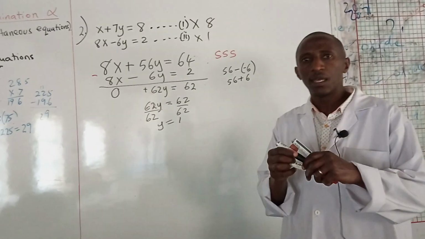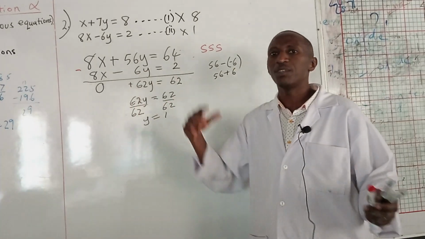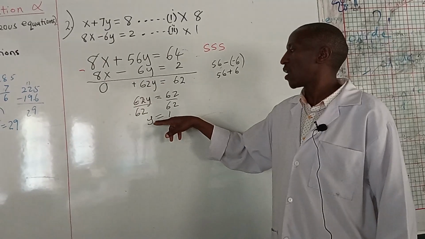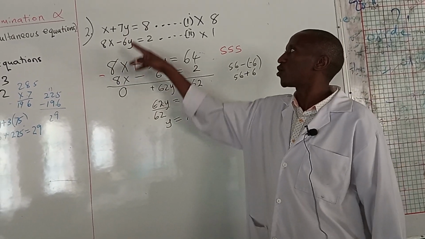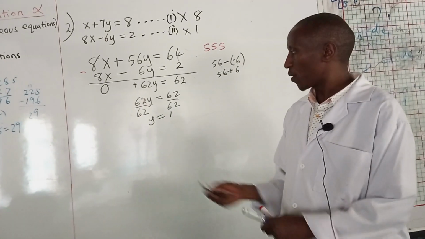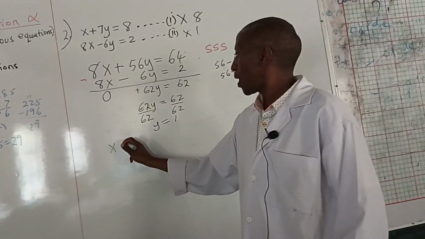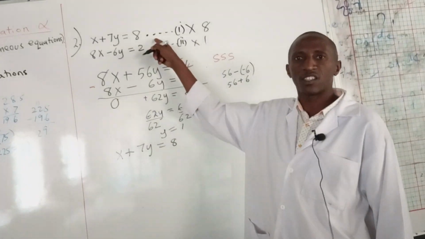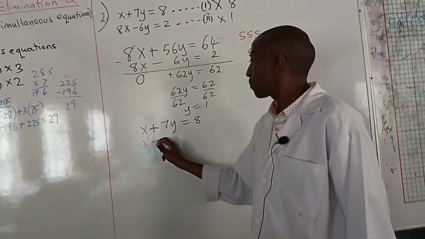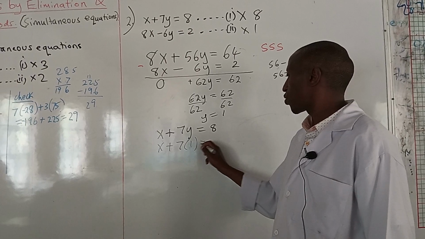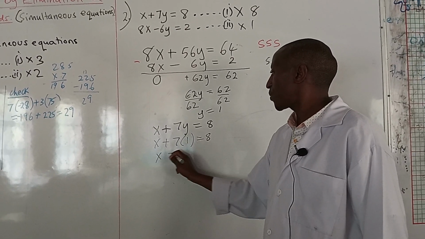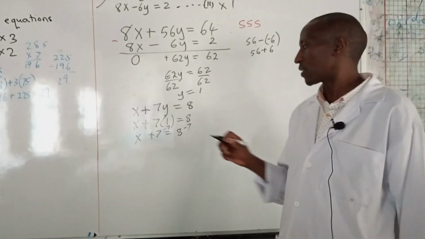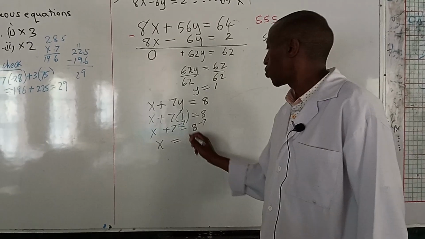So you find that the two methods, substitution and elimination, work hand in hand. Only that now we are going to substitute y is equal to 1 into one of the simplest equations, and we can opt for this one. So we say x plus 7y is equal to 8. I have picked the first equation, and that gives me x plus 7 into 1 is equal to 8. So in simple language, x plus 7 is equal to 8. Subtract 7 on both sides. What do we get? We get that x is equal to 1.